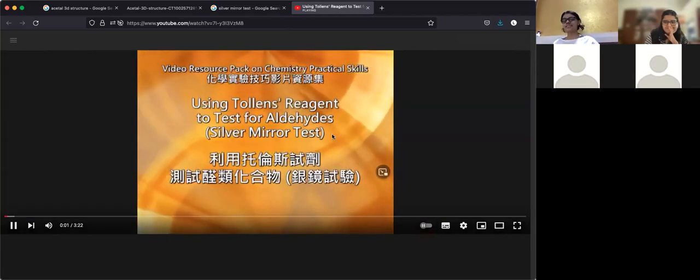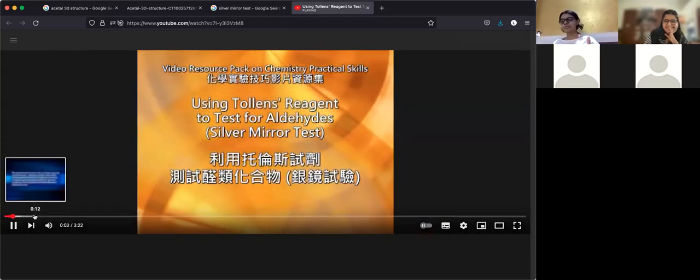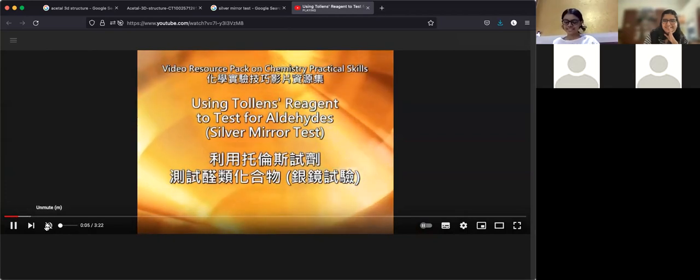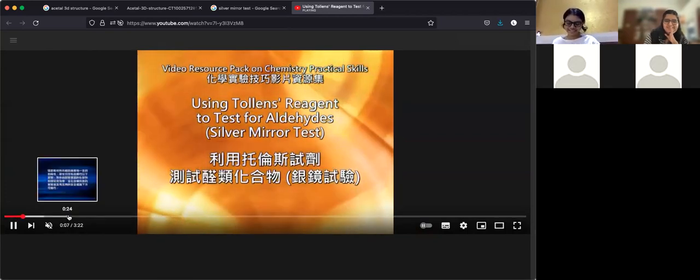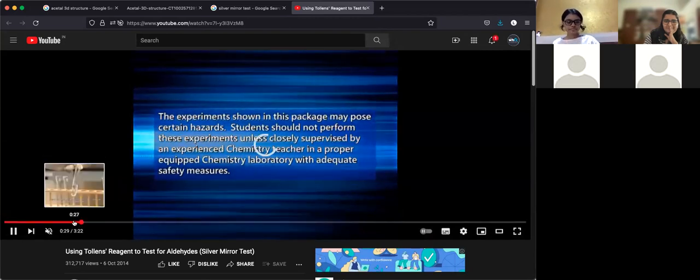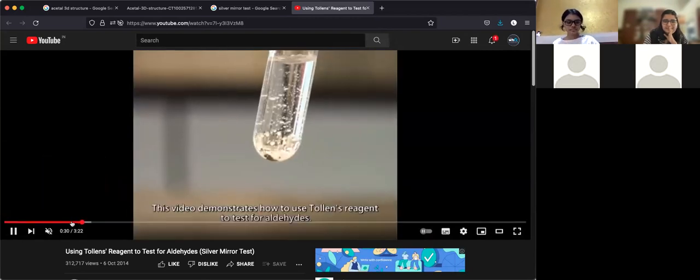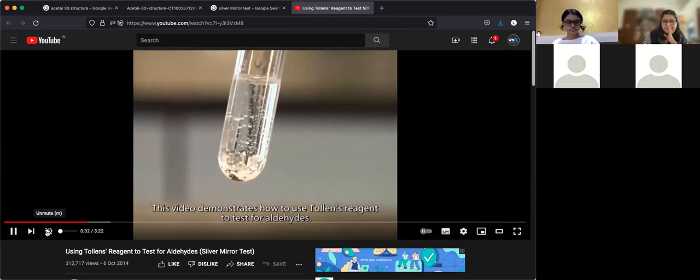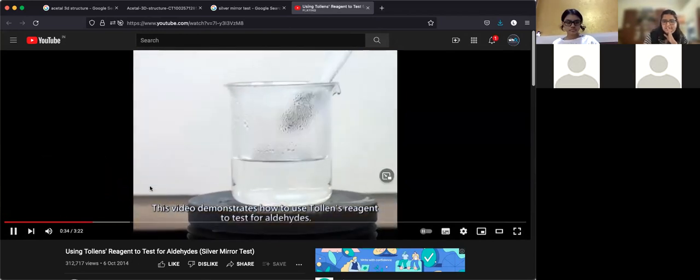And this guy, the Tollens reagent test, pops up so many times for aldehydes. It's annoying. I'll skip directly to the reaction. There you go.